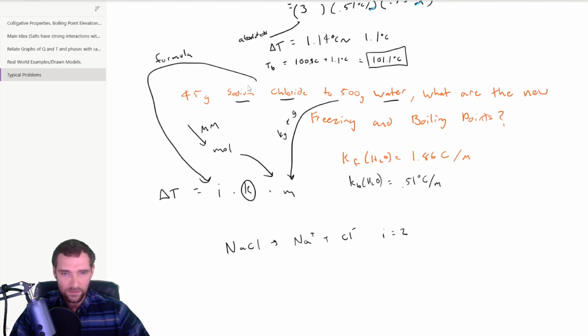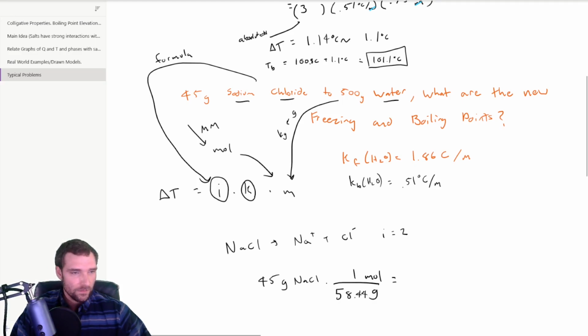So yeah, we have our i value. That's good. Now what we need to do is we've got our 45 grams of NaCl, and we need to do a basic conversion. I'm going from grams to moles. I always write in my units first. And then I've forgotten this off the top of my head. I'll have to look that one up. But then we should be able to do the conversion pretty easily.